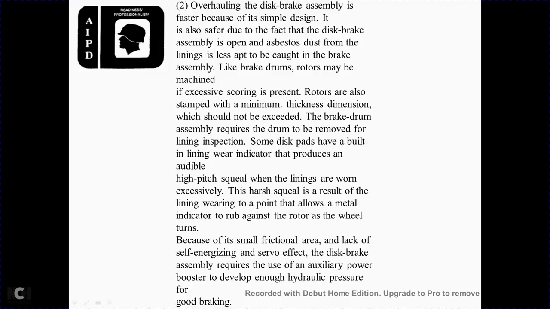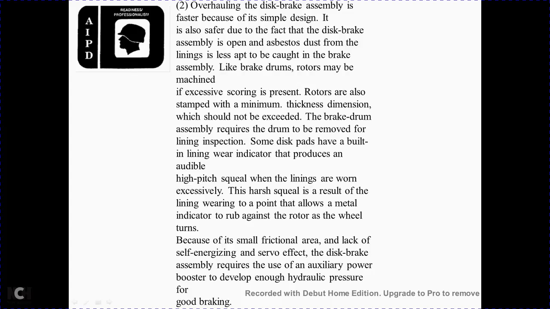Overhauling the disc brake assembly is faster because of the simple design, and also safer because the disc brake assembly is open and less apt to trap brake dust. Like the brake drum, the rotors must be machined to remove scoring. The rotors also have a minimum thickness dimension, which should not be exceeded. The brake drum assembly requires the drum to be removed for lining inspection.